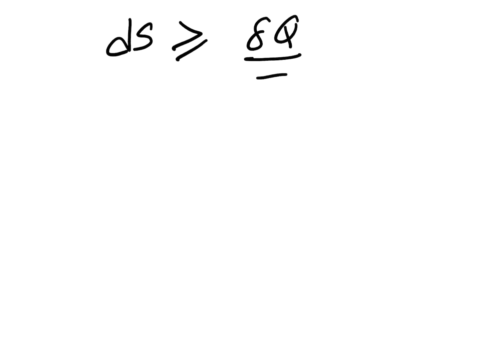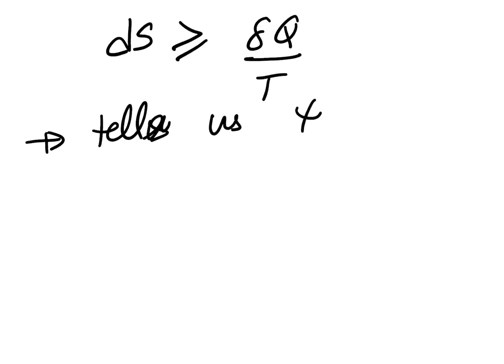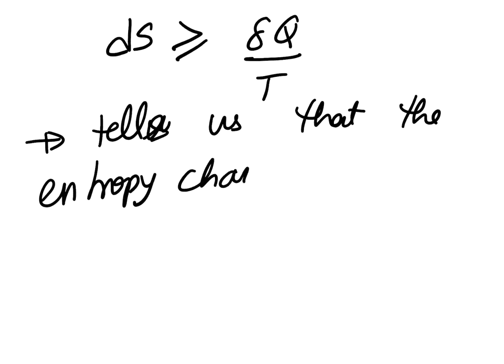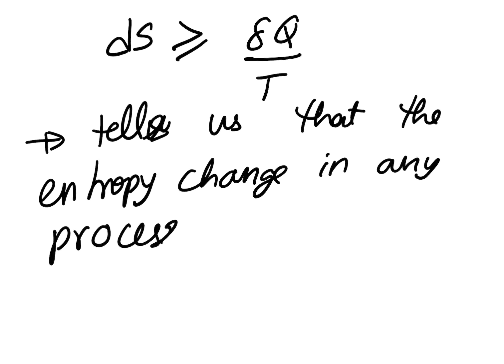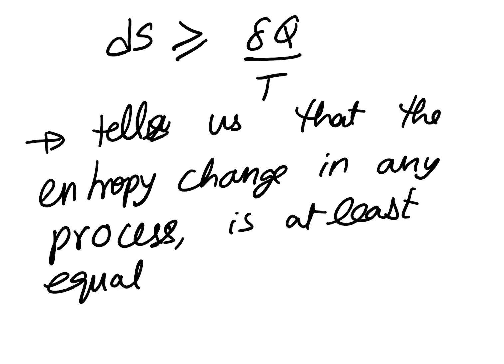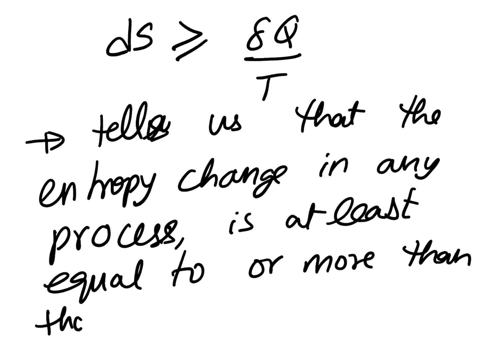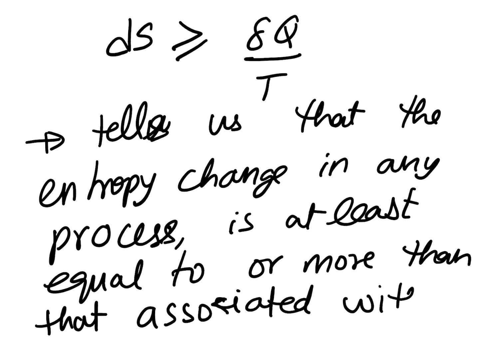The statement or the equation that says dS is more than or equal to delta q over T tells us that the entropy change in any process is at least equal to or more than that associated with heat transfer.